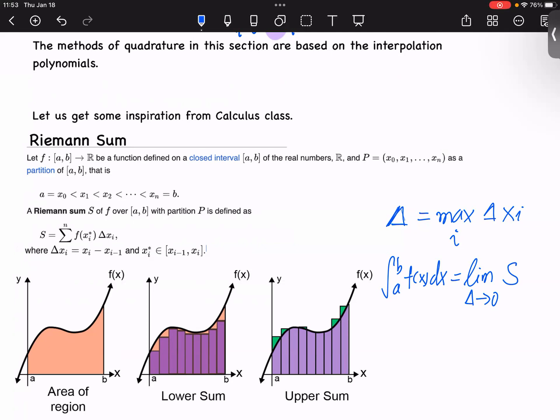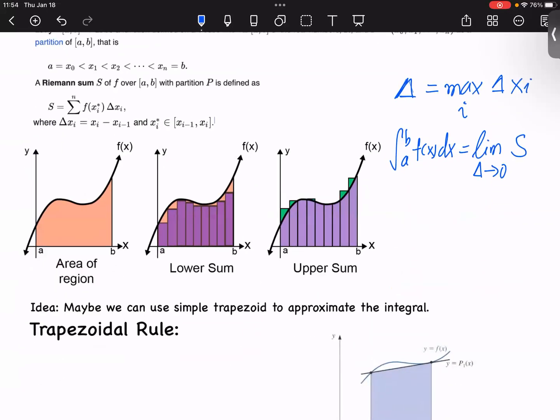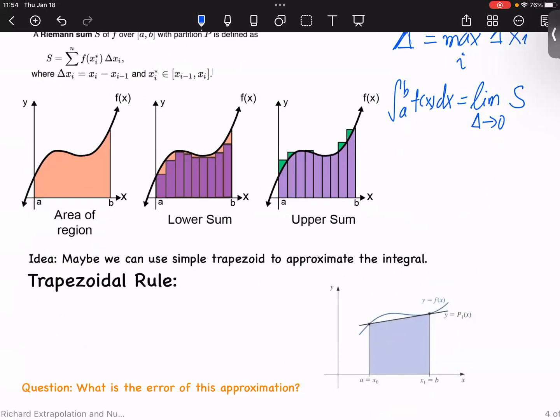And for the upper sum here, it means that we are using the right endpoint to be the representative of the interval here. Actually, you can use such a thing as a formula to approximate the integral.